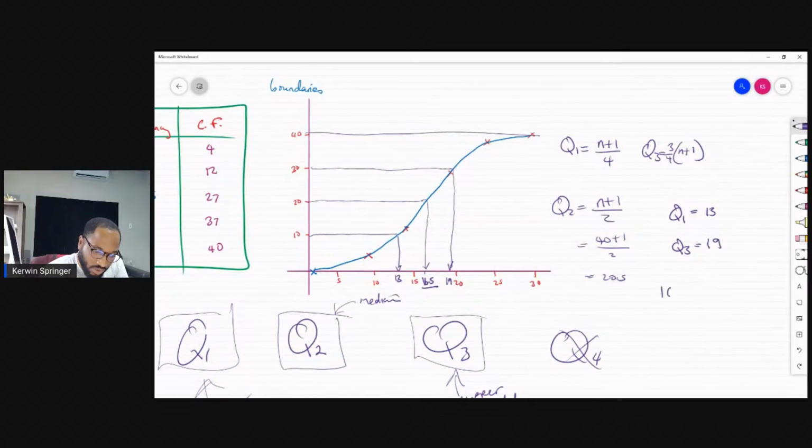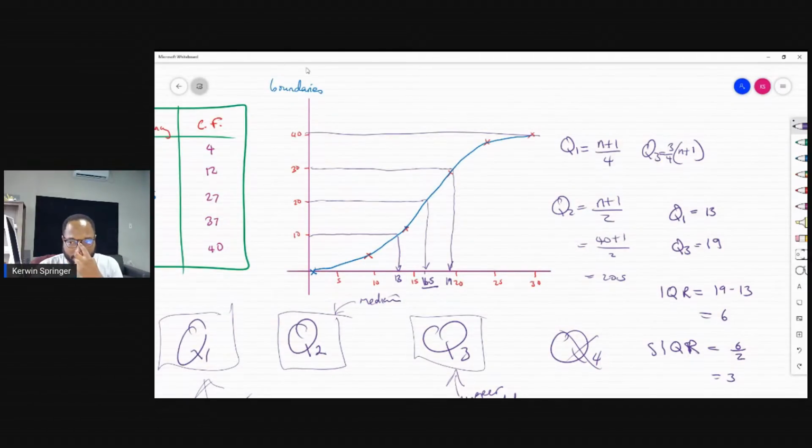The interquartile range would be 19 minus 13, which is 6. And the semi-interquartile range, the SIQR, would be the interquartile range divided by 2, which is 3. That's it. So this is about all they could ask you.